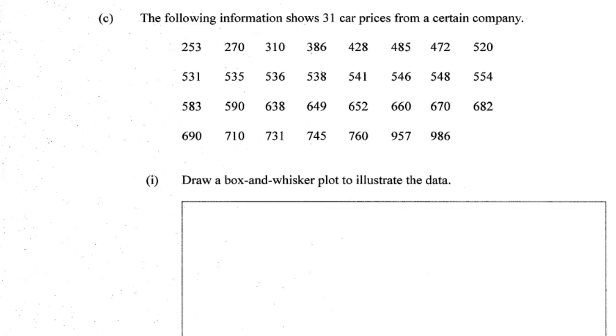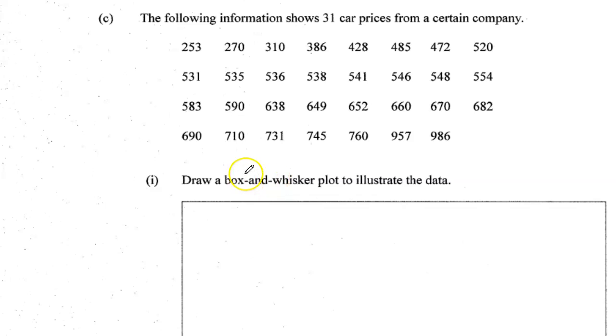Part C. The following information shows 31 car prices from a certain company. Draw a box and whisker plot to illustrate the data. To do a box and whisker plot, we need 5 pieces of information. Let's see if the numbers are in ascending order: 253, 270, 310, and so on. So obviously these numbers are in ascending order, so we should be able to find the median easily.